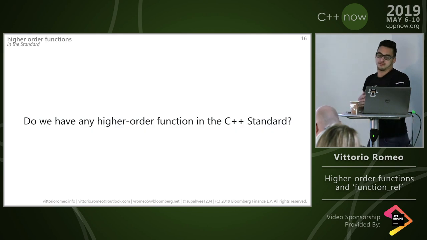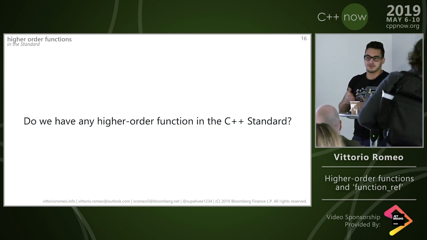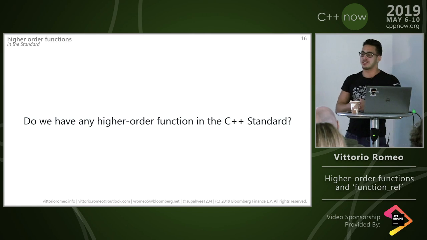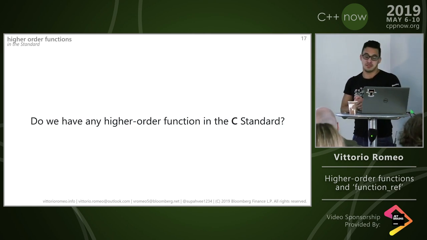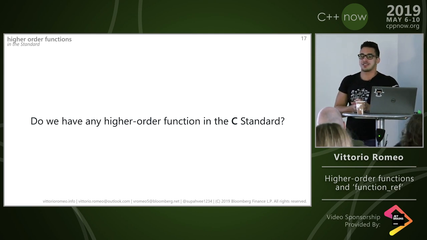So another question. Do we have any higher order function in the C++ standard library? Yes. Examples? Algorithms. Yeah, algorithm is the most common one. So that's easy, a little bit harder, maybe. What about the C standard? Qsort, okay. Anything? Bsearch, anything weirder?